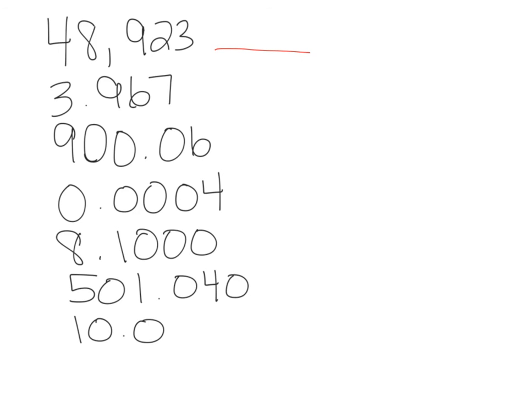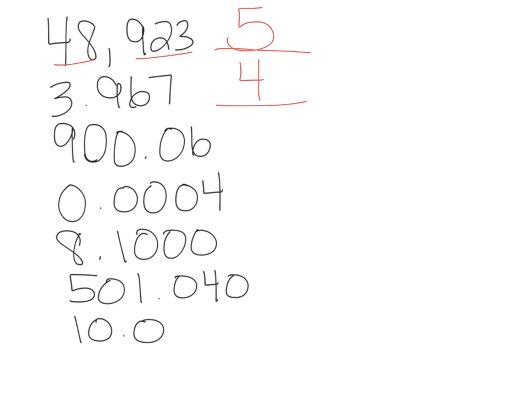48,923? All of these are non-zero digits. You should say 5. Every single one of these non-zero numbers count as significant. Next, take a look at 3.967. How many significant figures are there? You should say 4. Every single one of those is a non-zero number, so they count.